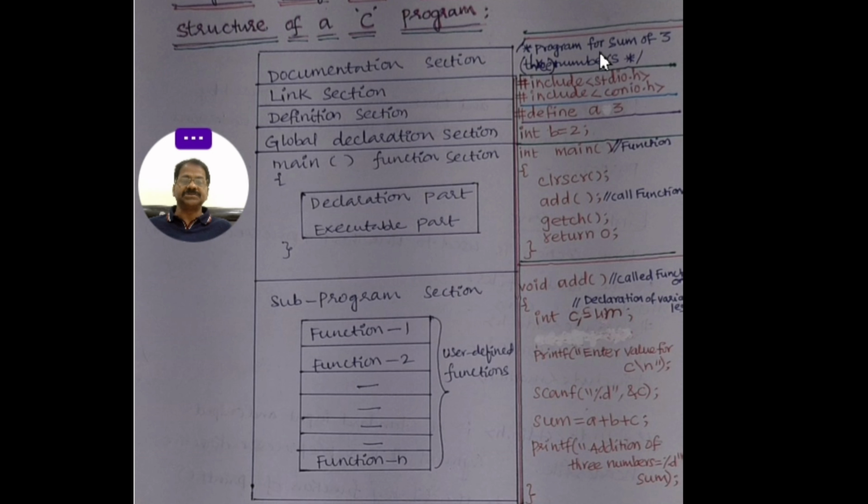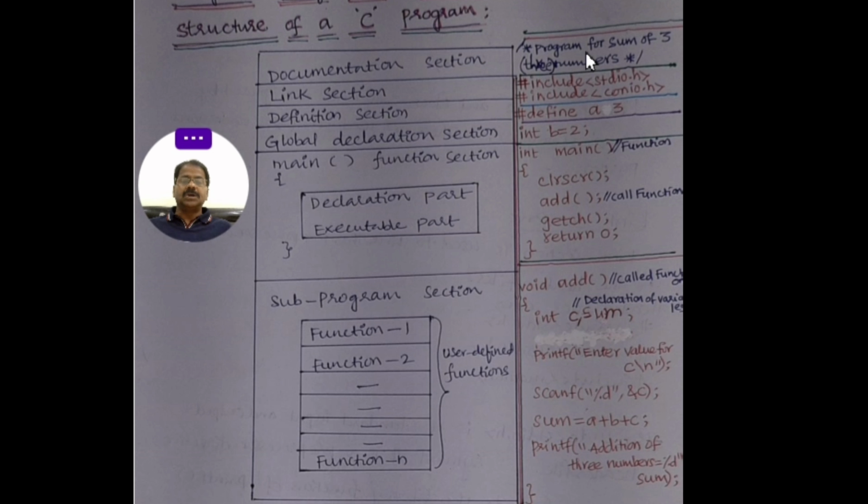This is the documentation section. It is used to understand the user documentation. The description of the program is the documentation section. What is the description here? Program for sum of three numbers. Here the description is enclosed between two lines. This is a multi-line comment or block comment. A block comment or multi-line comment will not be detected by the compiler.